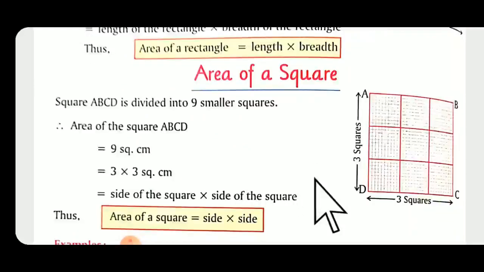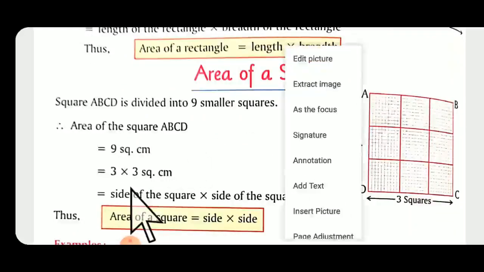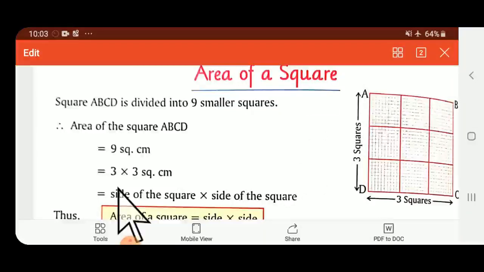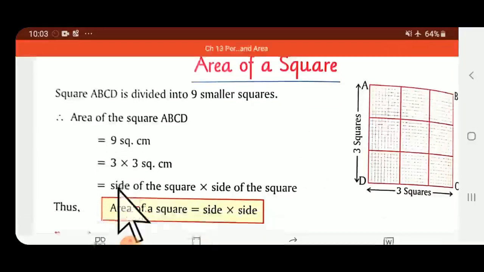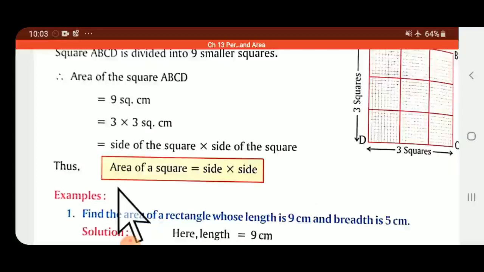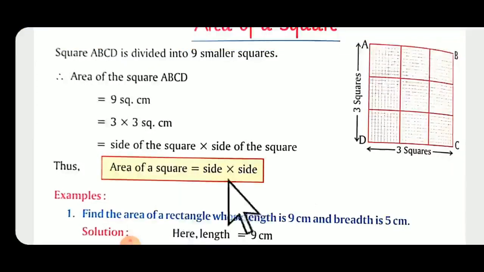Area of a square. What will it be? Side into side. Area of a square is equal to side into side, because in a square all sides are equal.